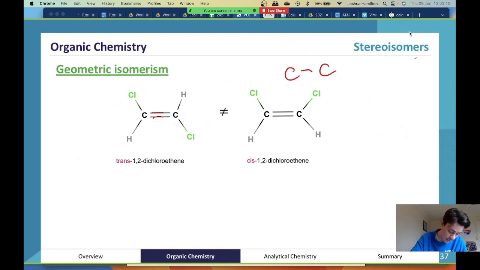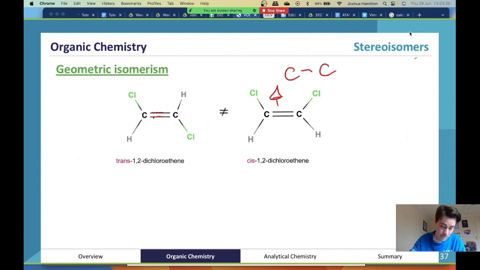This here is trans, opposite sides. This here is cis, same. I remember it as cis, same. Cis means same, trans means opposite. But the best way of remembering it is cis, same. It just flows off the tongue. So I remember it as cis, same. These are on the same top or bottom.